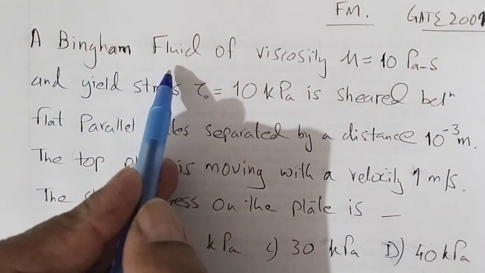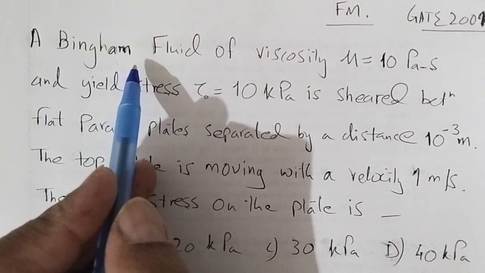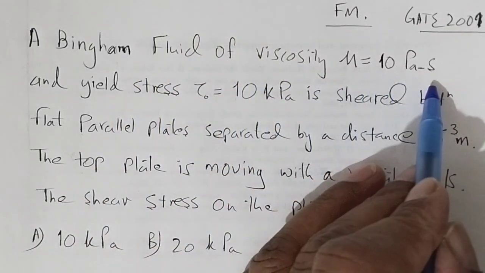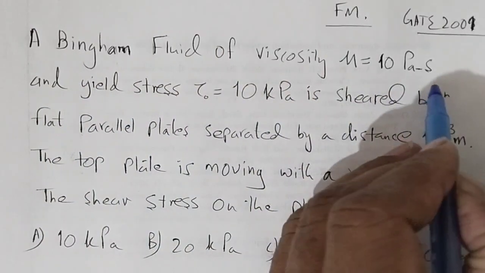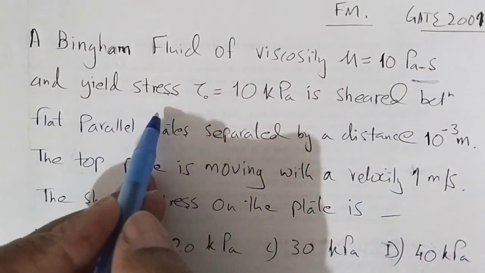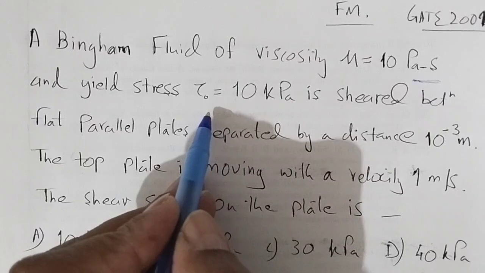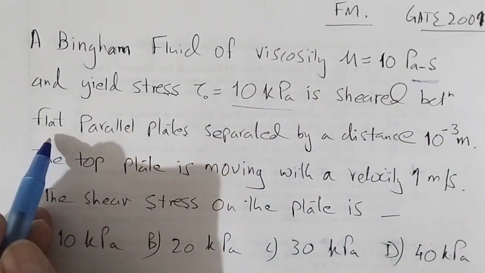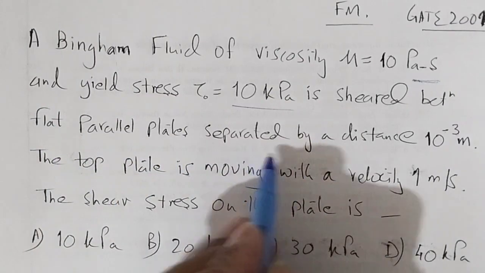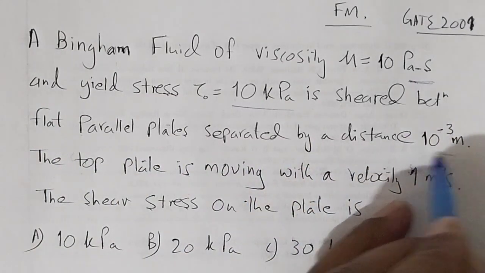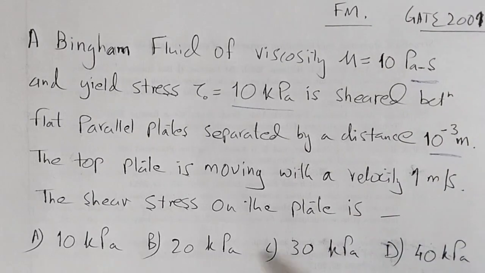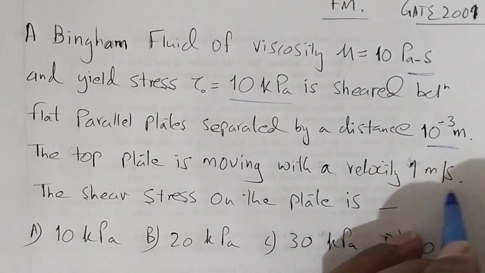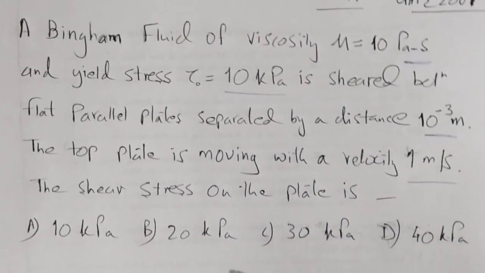A Bingham fluid, this is a type of non-Newtonian fluid, of viscosity 10 Pascal second. This is again in MKS. And yield stress, which is tau 0, is equal to 10 kilopascal, is sheared between flat parallel plates separated by a distance 10 raised to minus 3 meter.